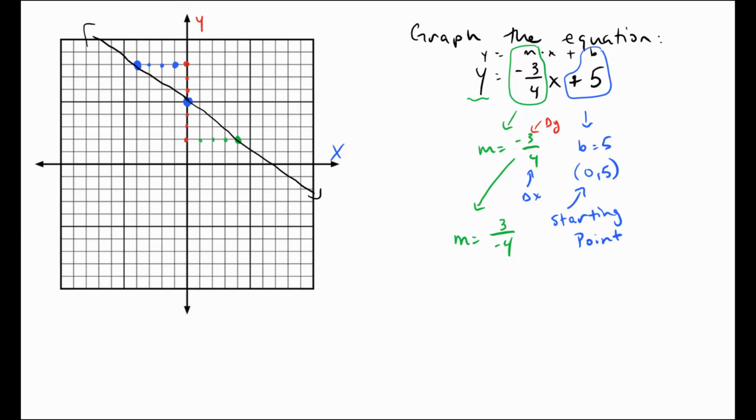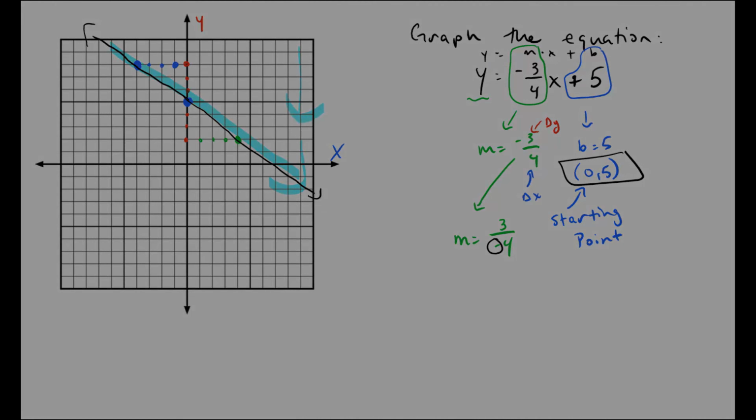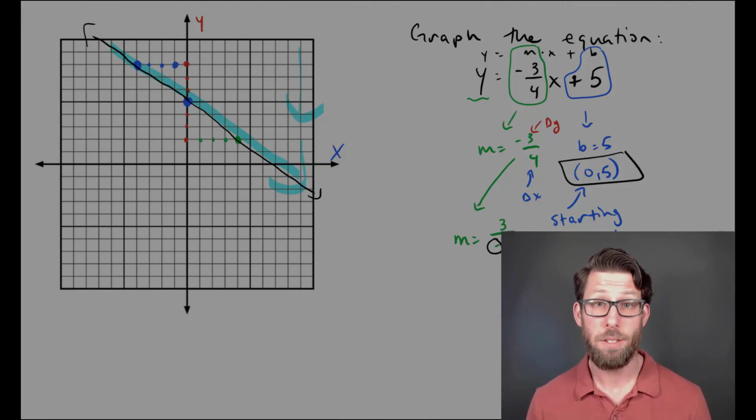I do see that it goes through the point (0, 5). And in addition, I'll do that quick check. Is this a negative slope? Well, as I travel from the left to right, I'm going downward. So yeah, it does seem as though my interpretation of the equation matches up with the interpretation of the graph, and I've checked those things that I can to make sure that my interpretation was correct.